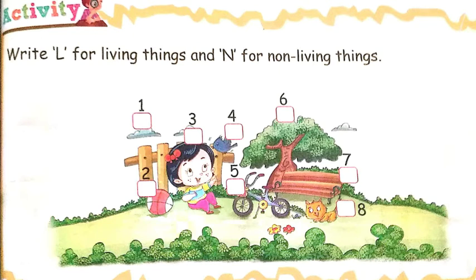Next, number 7. It is a desk. Desk is a non-living thing, so write there N. Number 8. There is a cat. Cat is a living thing, so you should write there L. In this way, we have completed our activity. You should complete this activity in your book.